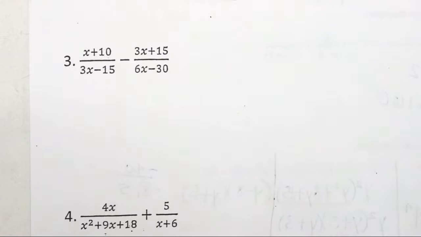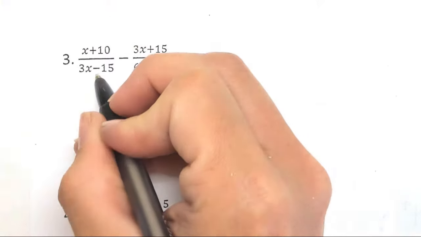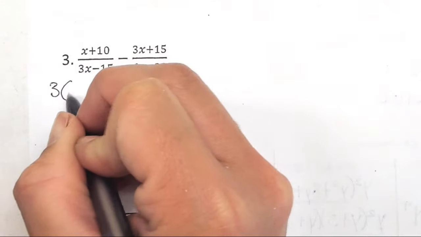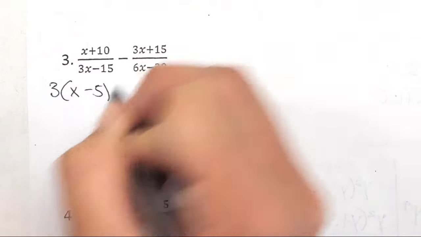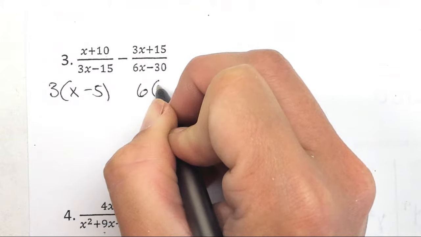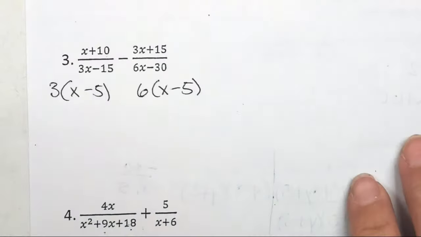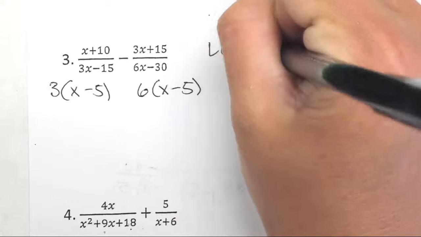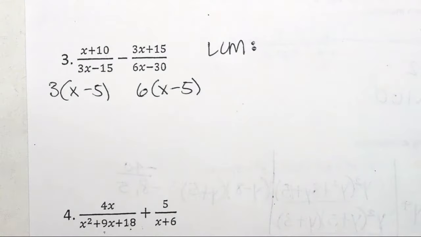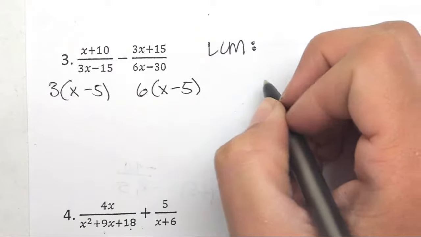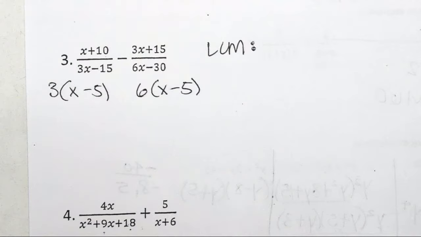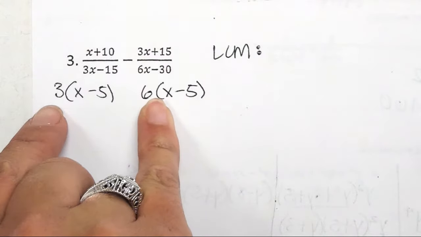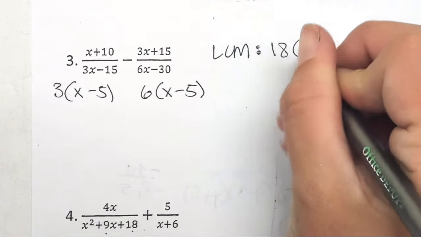So on number 3, looking at the denominators, could we factor those? Yes. How could we factor 3x minus 15? So it'd be 3. Good. This one would be 6 and x minus 5, correct? Is everybody good with the factoring part of it? Okay. So what would be our LCM? 6 times x minus 5, wouldn't it be? But we also need that 3, right? So we can multiply the coefficient, 6 times 3, which makes what? 18, and we need one of the x minus 5s.